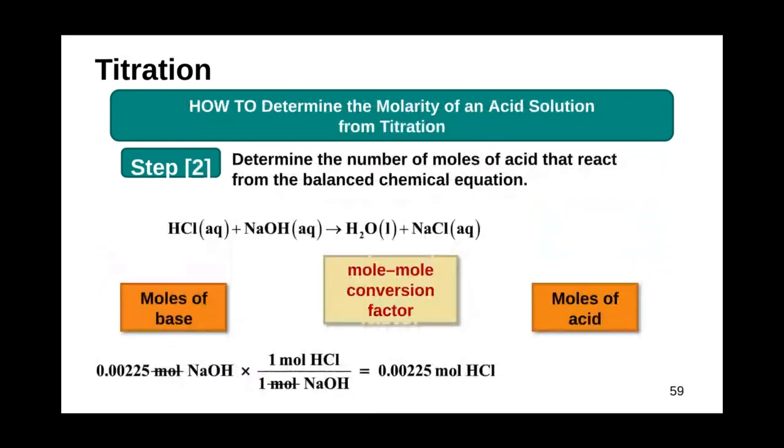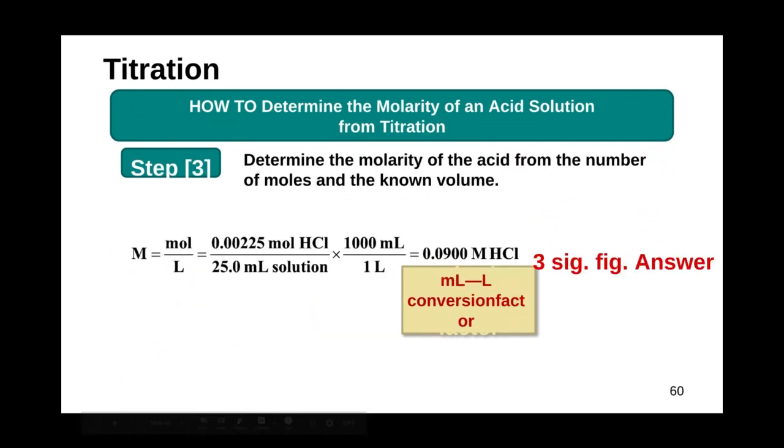Now, we make the assumption that the moles of the base, if we get to a neutralization point, are equal to moles of the acid. We do this little conversion, but really all we're doing is just saying, if I have this many moles of the base, I have this many moles of the acid. So I end up having 0.00225 moles of hydrochloric acid. So that's fun. And then we simply want to calculate the molarity of our hydrochloric acid.